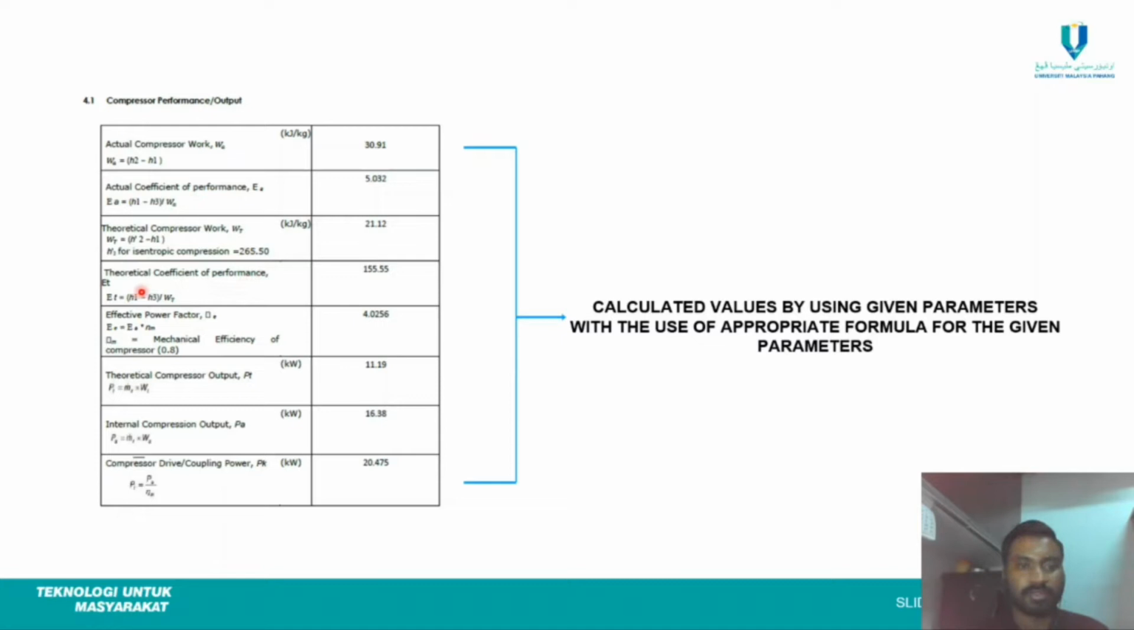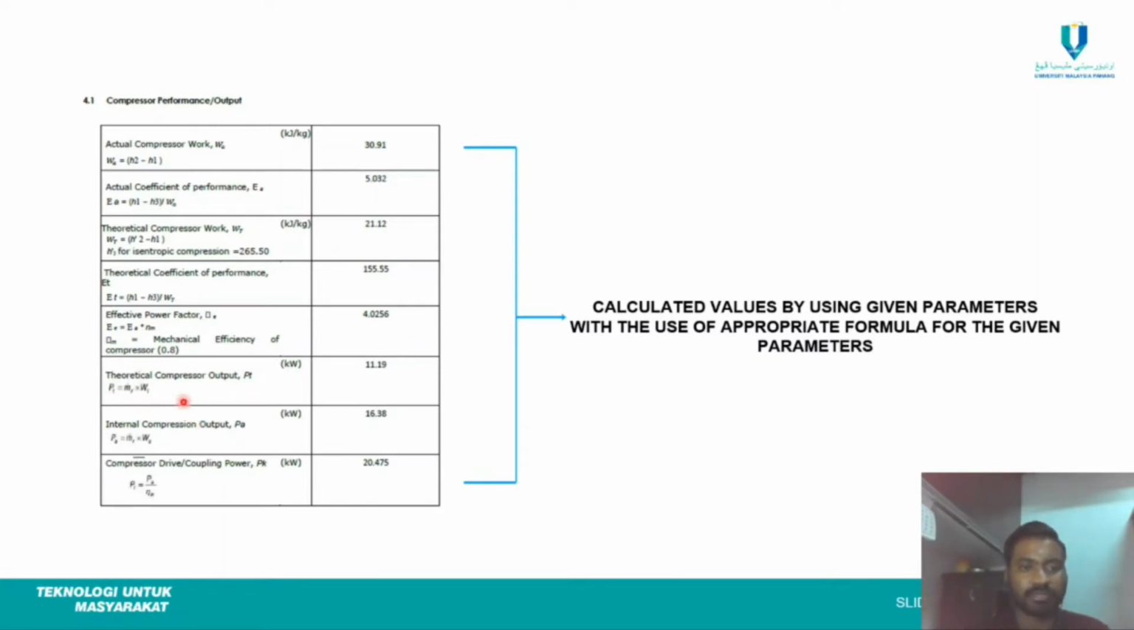After that, we need to find the theoretical coefficient of performance and also the effective power factor, which will also need to replace the following values into the formula in order to find out the value. In order to find out the effective power factor, we will need also to replace the mechanical efficiency of the compressor, which is 0.8 according to the report.